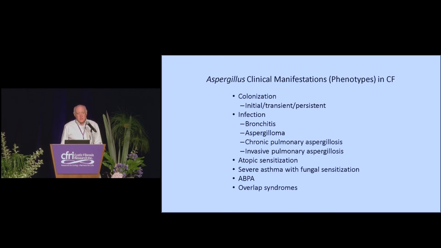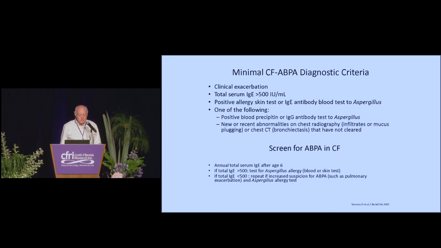At the far end of that, you have something called allergic bronchopulmonary aspergillosis, or ABPA, which is probably the best recognized clinical problem for CF. And it shouldn't be forgotten that you can have overlap between a number of these different things in the same person simultaneously or evolving over time. So it's a really quite complicated set of issues.